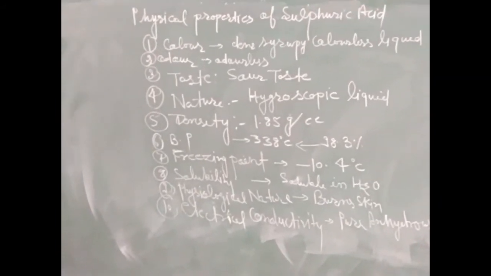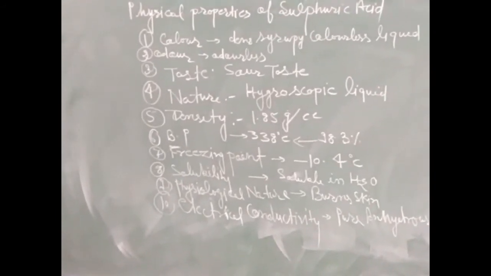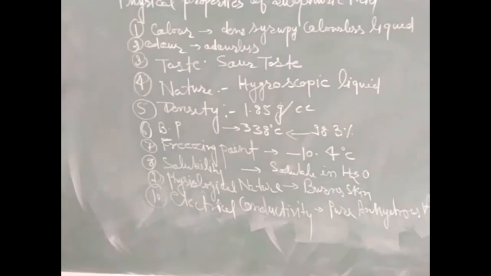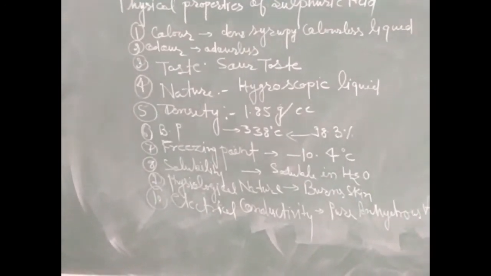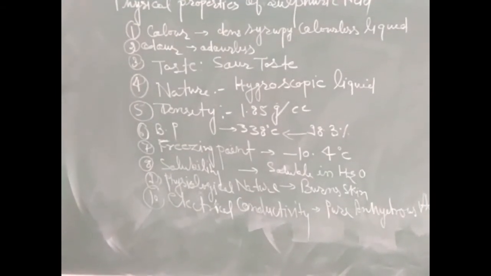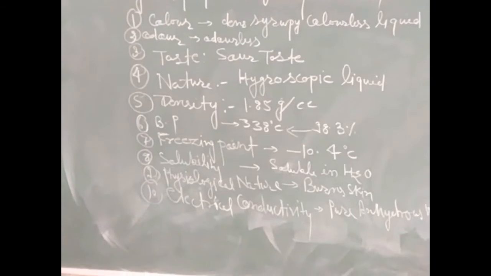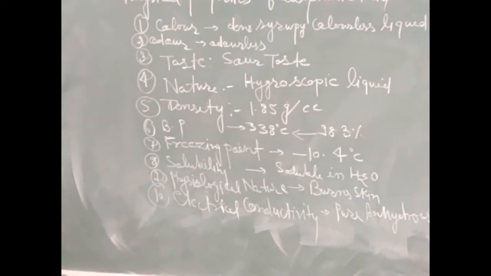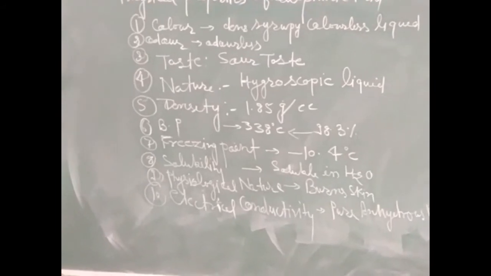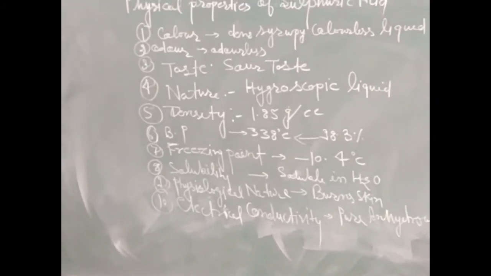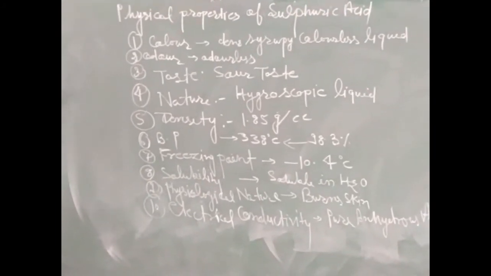Density: the density of pure sulfuric acid is 1.85 gram per cubic centimeter. Boiling point is 338 degrees Celsius when 98.3% concentration of sulfuric acid is present. Its freezing point is -10.4 degrees Celsius. Solubility: sulfuric acid is soluble in water in all proportions.